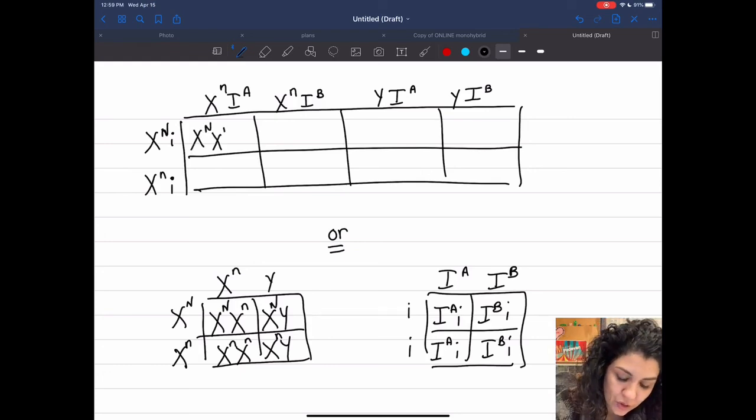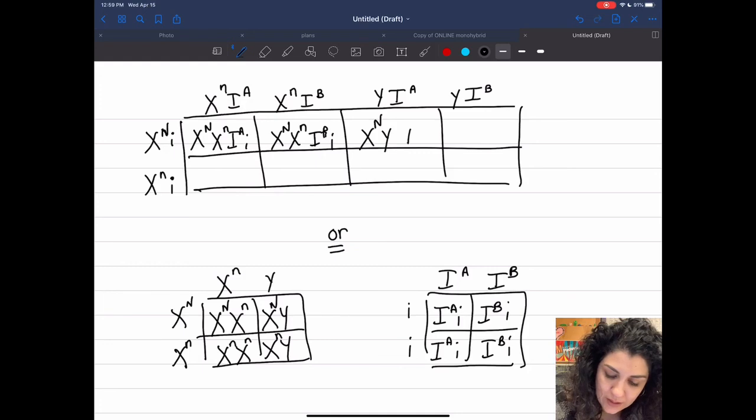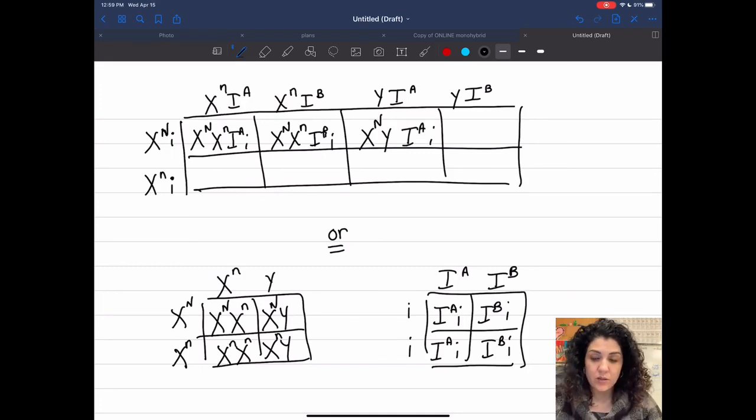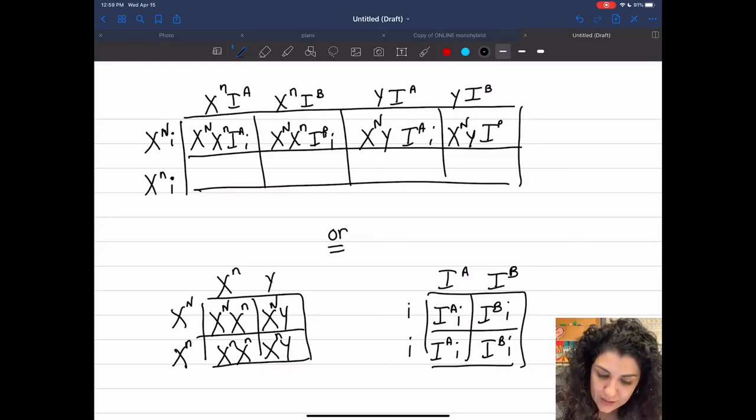So we can have, and I'll show you a couple. Again, I'm going to keep my letter groupings together. So X^N, X^n, I^B, and i. And then here I have X and Y, and I^A, little i, and so on. And I'm just going to finish it just so that we see that we get the same results here.